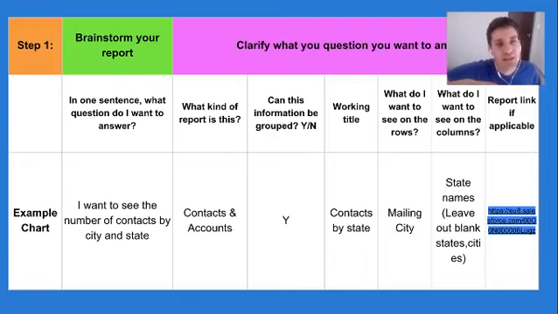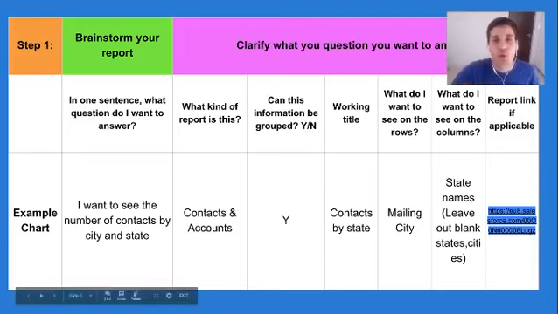So I want to see the number of contacts by city and state, a very simple report. What kind of report is this? It's a contacts and accounts report. So this is the kind of report that we're going to be looking at together. Can this information be grouped? Remember, to group information, you have to have an x-axis and a y-axis. So we're grouping these contacts by state. Those are the two things we're looking at.